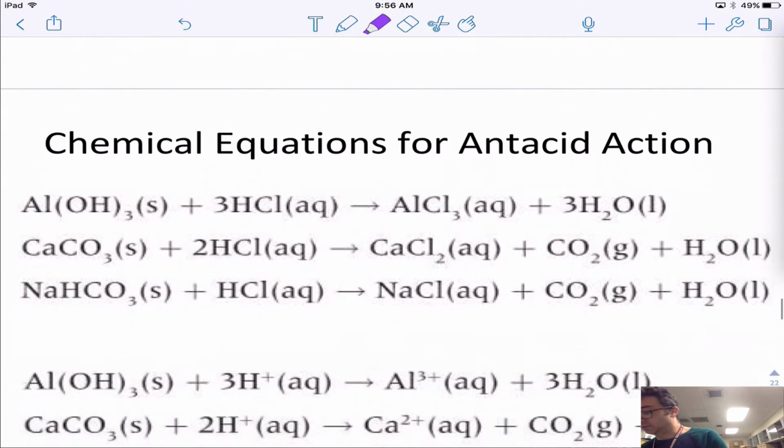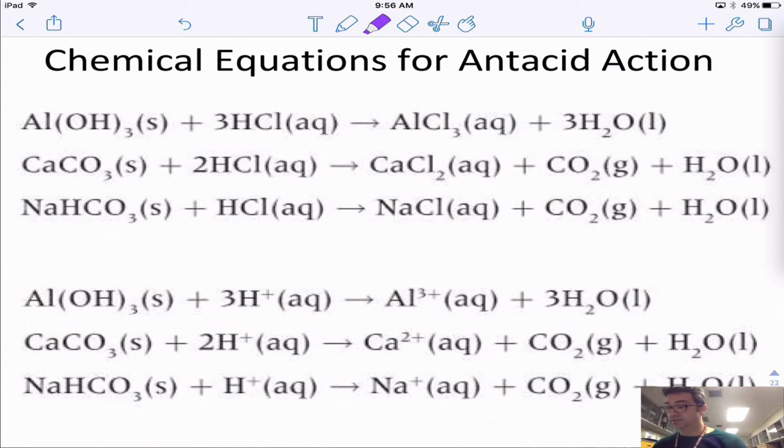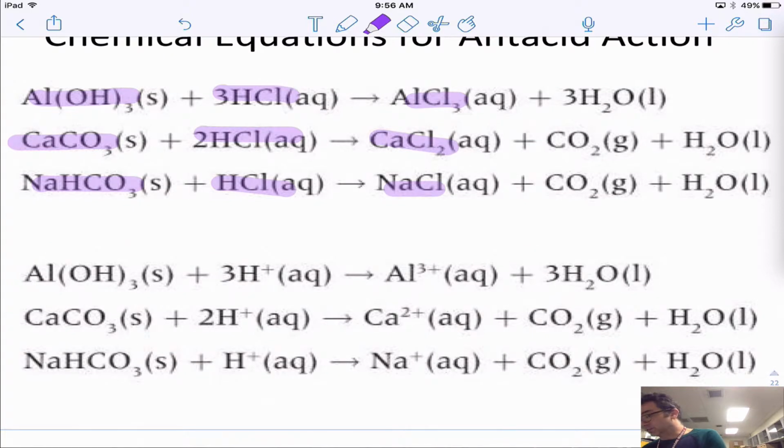So here are some equations for the fast-acting ones. This is a metal hydroxide, aluminum hydroxide. Here's a carbonate, a sodium carbonate. And this is showing you the molecular equations up top. They neutralize the stomach acid, and they produce the salt and water. In this case, with the carbonates, they also produce carbon dioxide. And these are the net ionic equations down below, showing the neutralization of the hydroxides with the stomach acid.